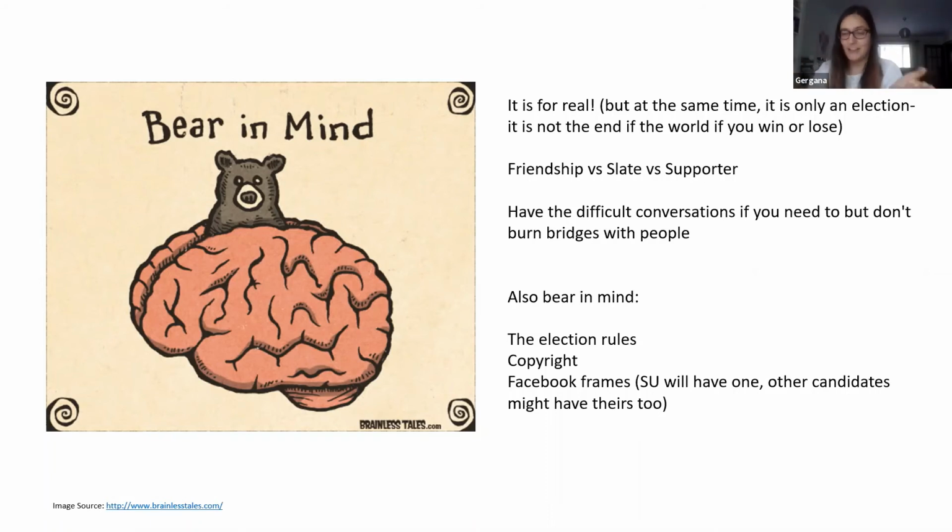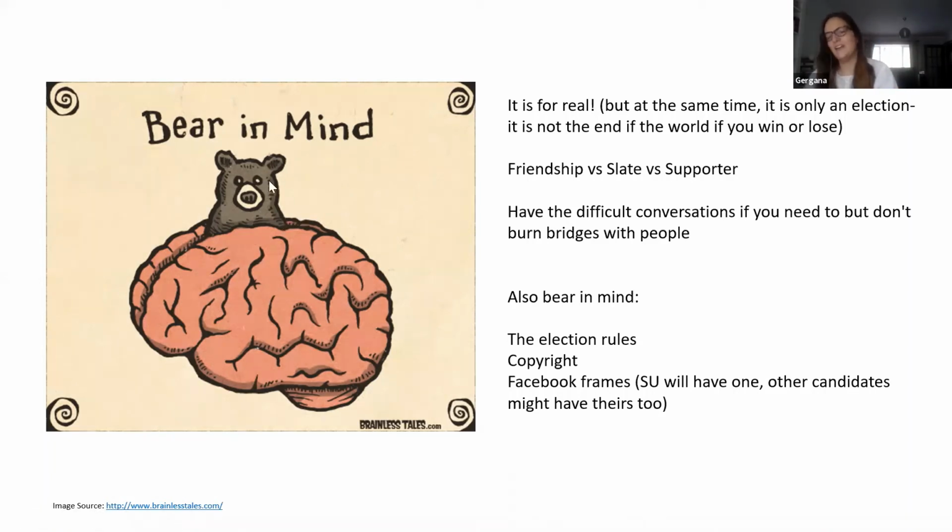So it's for real. If you're not sure if you want to do it, think about it now, because once you win, it's for real. But at the same time, it's only an election, so it's not the end of the world if you lose. And I know it can be disheartening, and I know it can be very demotivating, and if it's important for you and if you've invested so much time and energy in it, it can feel like it's the end of the world, but it's not. So yeah, just bear it in mind.